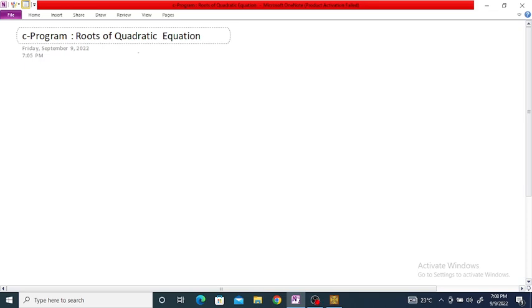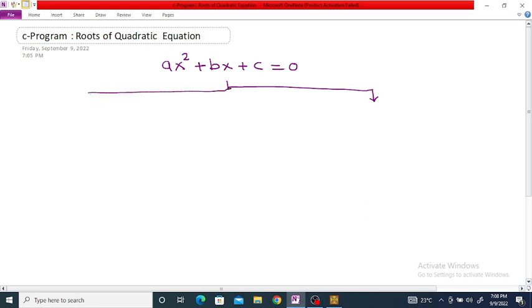C program to obtain the roots of quadratic equation. So the general quadratic equation is ax square plus bx plus c equal to 0. Now this quadratic equation has three types of roots.